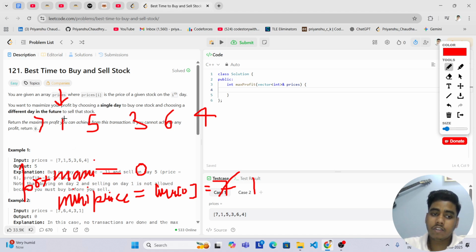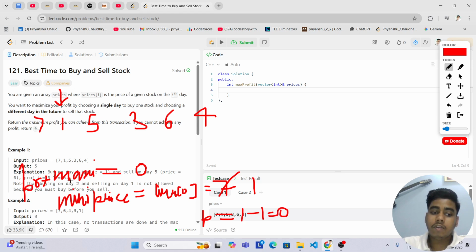So selling price is 1, and for the buying price we have to keep the minimum. We have stored the minimum buying price. So the selling price is 1, and the minimum buying price we have found so far is 1. So the profit here will be 1. Oh sorry, the profit will be 1 minus 1 is 0.